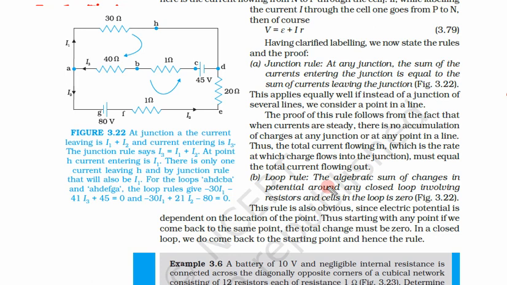Let us understand this thing once again, because every year there is one question on Kirchhoff's law, Kirchhoff's rule, for 1 or 2 marks. So what we did, we took this circuit. In this circuit, we took 2 loops. This is loop 1, and what was loop 2? Loop 2 was this bigger loop.